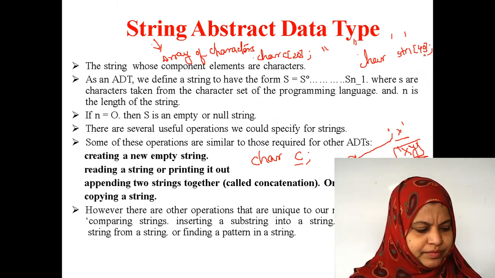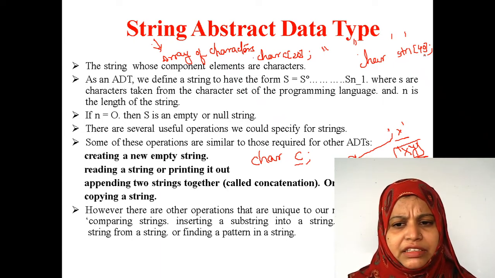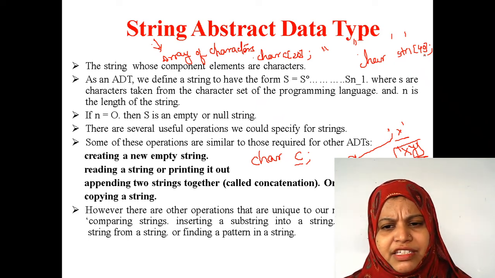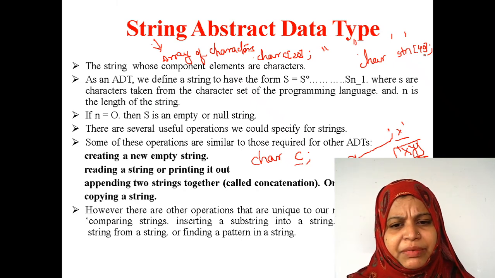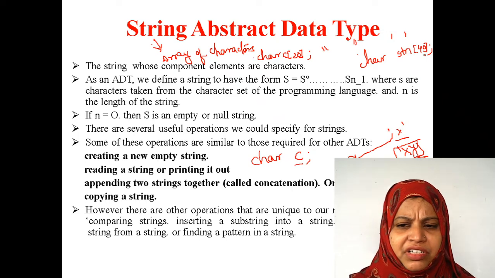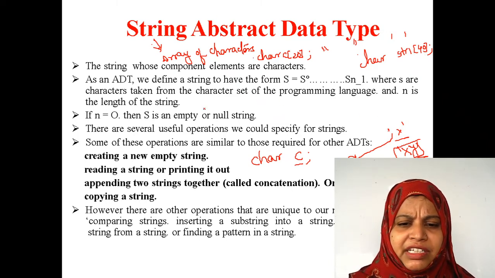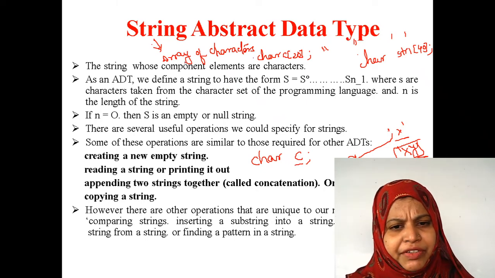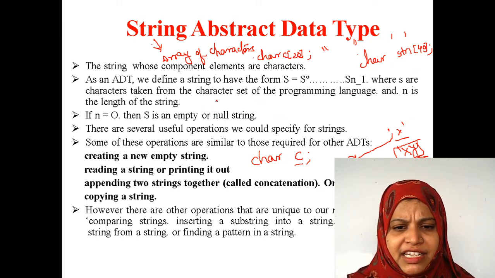Generally in this case, a string consists of S0 to Sn variables, where S is the characters taken from the character set of the programming language and n is the length of the string. See here we can implement this string as an array. So whenever we define the size of the array, it is defining the size of that particular string.